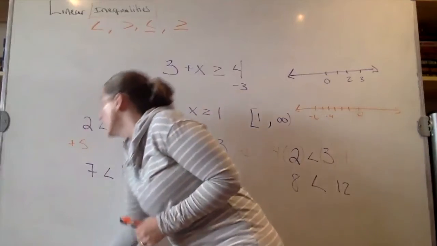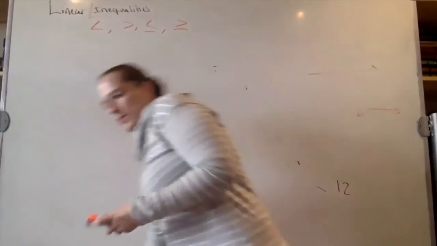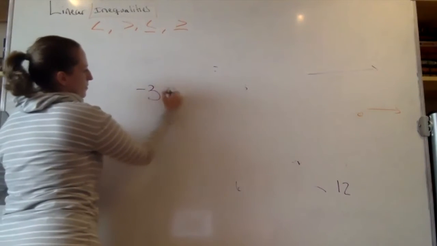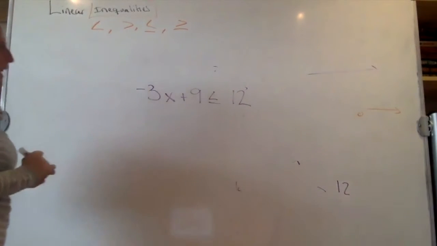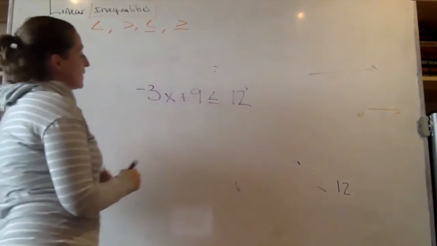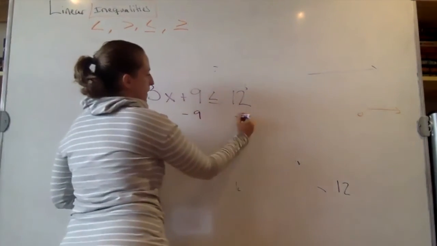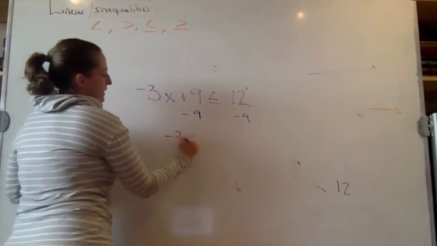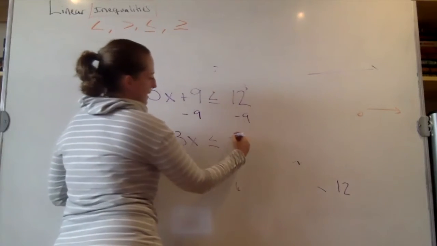Let's look at that with a couple examples, okay? All right, so I'm gonna write up an example here. Okay, -3x plus 9 is less than or equal to 12. So to start with, we're going to go about solving this really similar to the way we would solve an equation. I'm going to subtract 9 from both sides to get all my terms with x on one side and all my terms without on the other. This leaves me with -3x, 9 and -9 cancel, less than or equal to 12 minus 9 is 3.